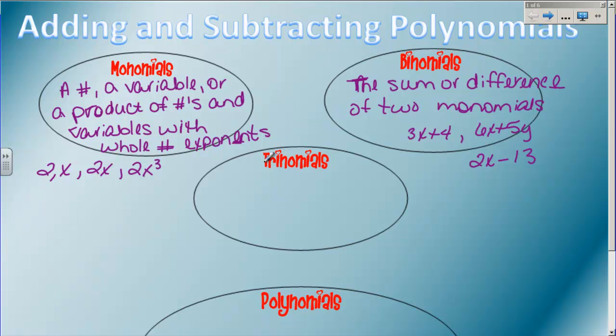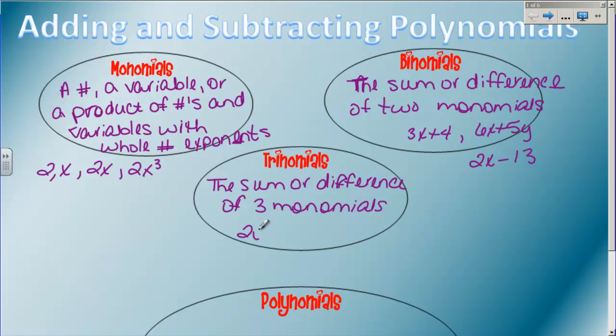So trinomial should be pretty easy. A trinomial is like a binomial, except instead of two monomials together, it's 3 of them. So a trinomial is the sum or difference of 3 monomials. For example, 2x squared plus 3x minus 1. That is a trinomial because you have 3 different monomials separated with plus and minus signs. So that's what we call a trinomial.